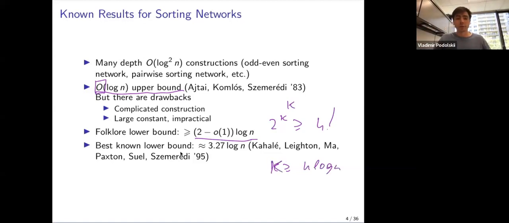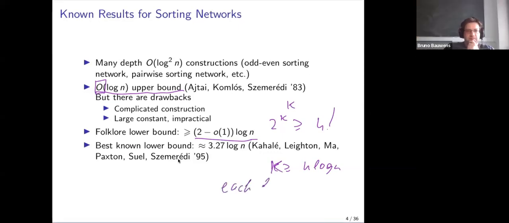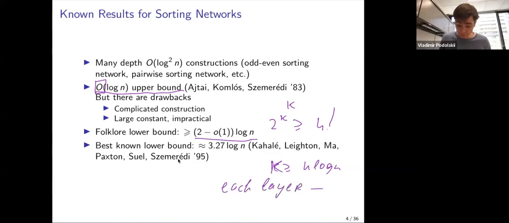And now note that each layer can fit only n over 2 comparators. So this gives you 2 log n layers. This is an obvious lower bound. Then it was improved a couple of times. There was a paper by Yao, but currently the best known lower bound is something like 3.27 log n. That's the best that is known.